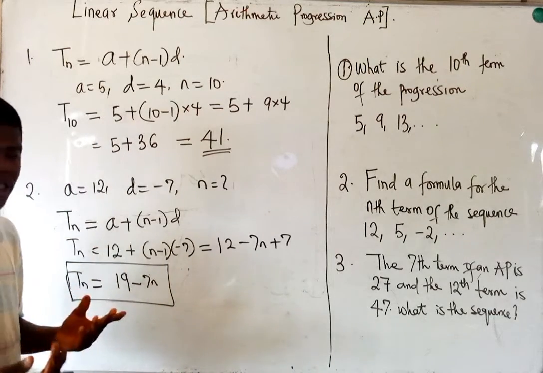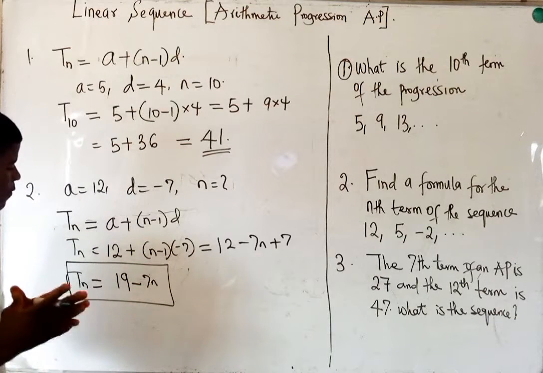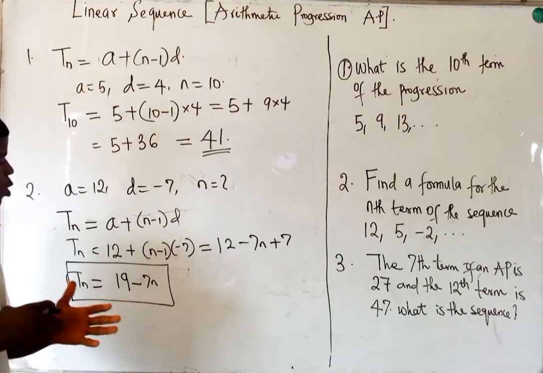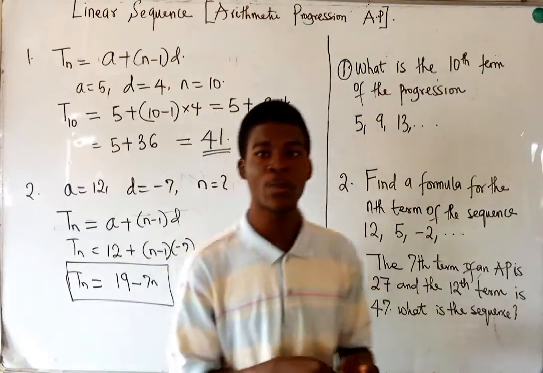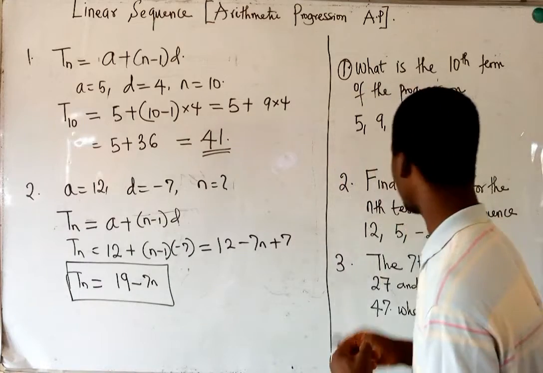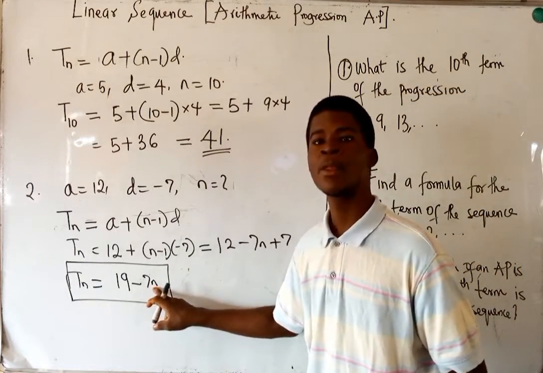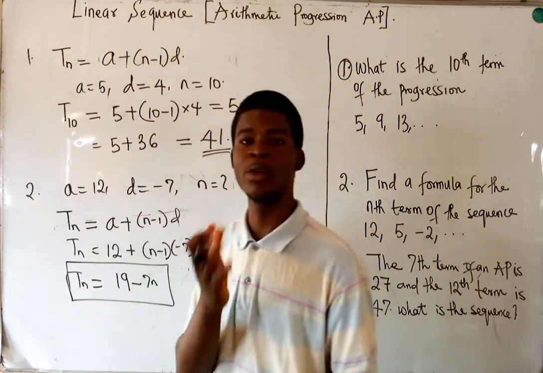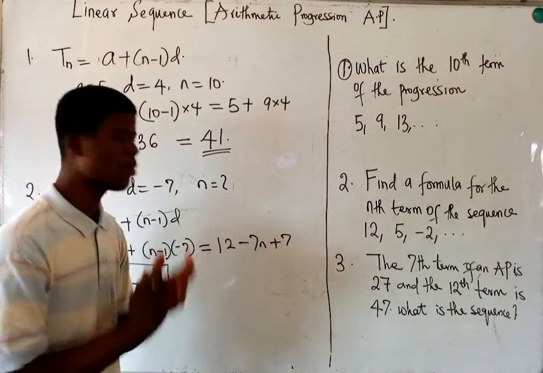Now what is the importance of this nth term? This nth term is like a function or a formula that will help us to get any member of the progression. So for example, now I want to get the 5th term of this progression. I'll use this formula. N will be 5. So that is what the nth term of any progression helps us to do.